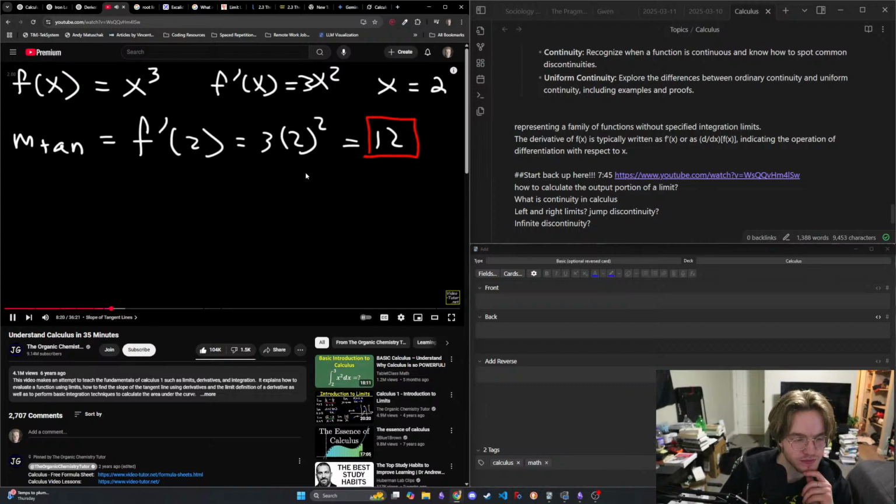So this means that at x equals 2, the slope is 12. So what does that mean? That means that as you travel 1 unit to the right, the curve will increase by a value of 12. So every time the x value increases by 1, the y value will increase by 12. So that's what a slope of 12 means.